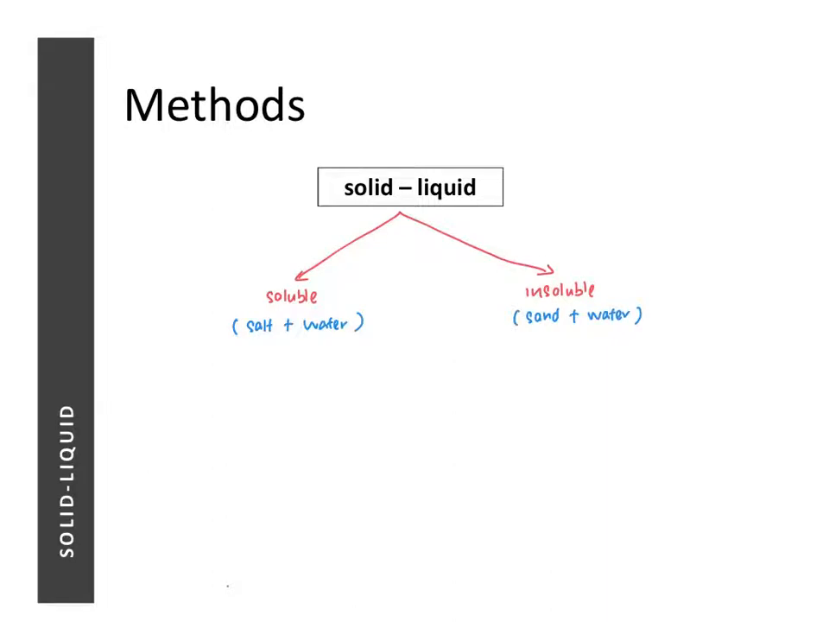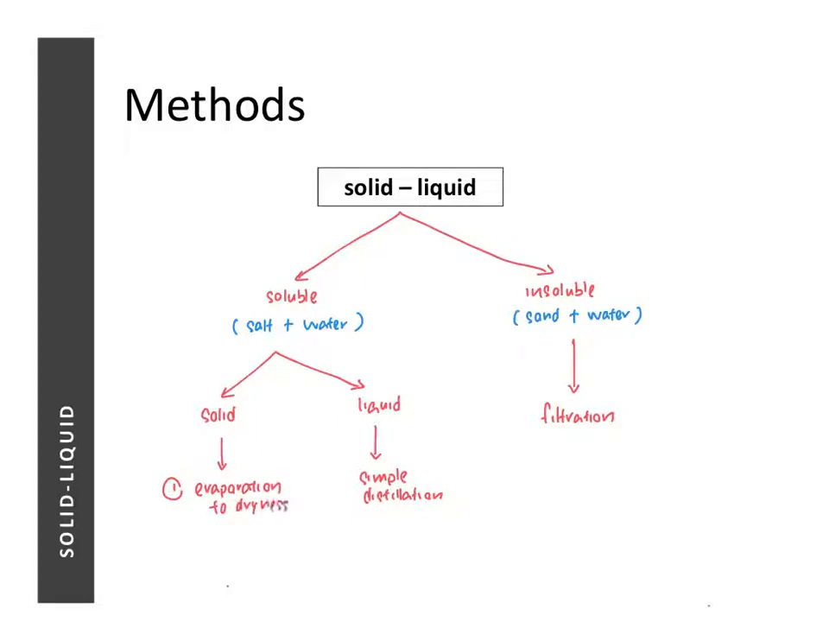So when you have a solid that's insoluble in a liquid, there's actually only one way to separate them, which is filtration. And then if your solid dissolves in the liquid, then you need to further ask yourself, do you want to collect the solid or do you want to collect the liquid? If you want to collect the liquid, then we have to use a technique called simple distillation. If you want to collect the solid, there are two different methods available. One of them is known as evaporation to dryness, and the other one is known as crystallization.